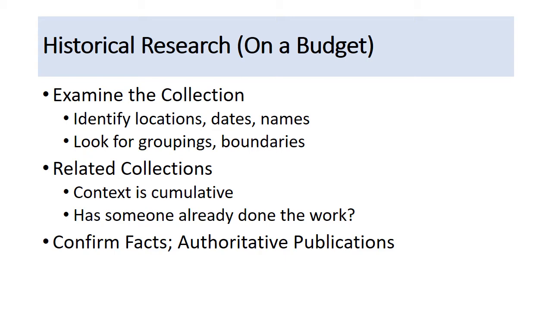Some of the resources we have are related collections at other archives in the U.S. And context is cumulative. Any context we get is added onto what we already have. It's always helpful if someone else has already done some of the work for our collections. We confirm facts, and in particular, we look for authoritative publications when the facts really matter, when we really have to know the location, when we really need to know the name of the mine. We focus on authoritative, either scholarly or official publications where possible.